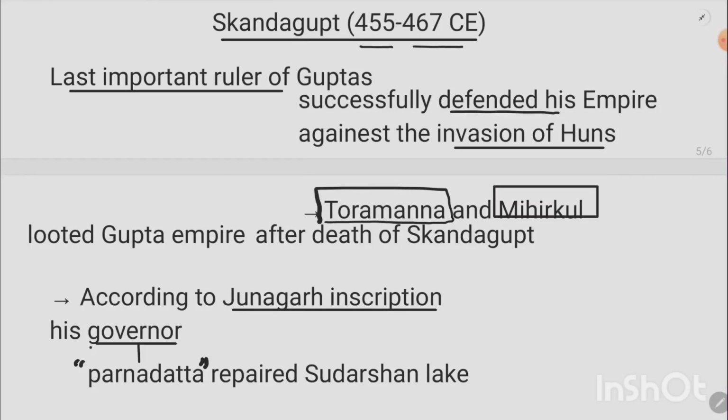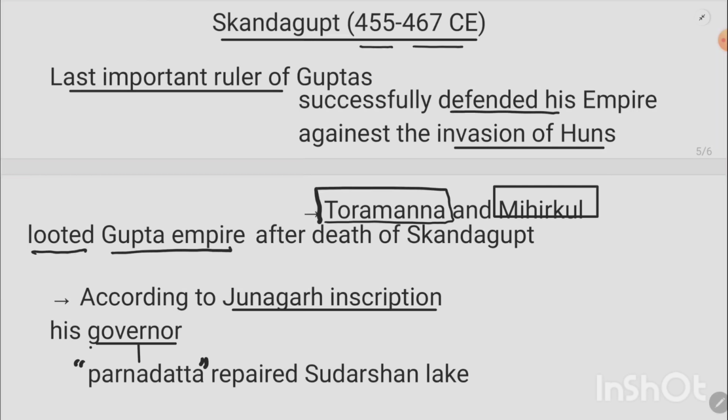Now, but after the death of Sikandagupta, Toramanna and Mihirkul were able to successfully loot the Gupta empire entirely, and that led to a huge loss to their kingdom and empire. After they looted this empire, there wasn't much left of the Gupta Empire, and whoever were the next rulers of the Gupta Empire, they were not able to withstand that huge and vast empire. This vast empire of the Guptas started to disintegrate into smaller parts, and you will see the Gupta Empire being completely wiped off from Indian history.